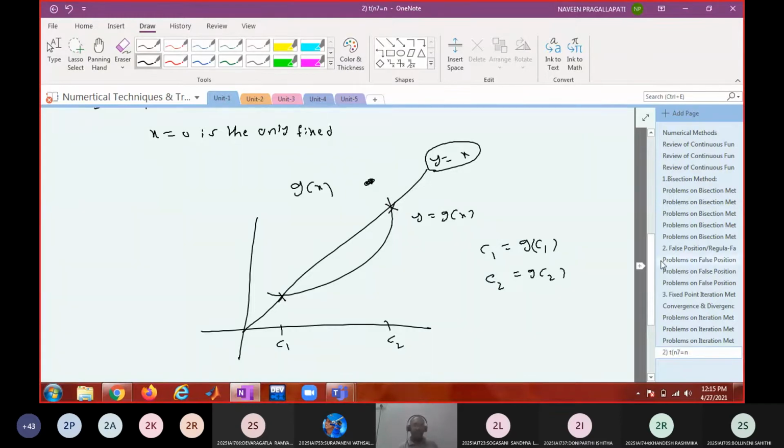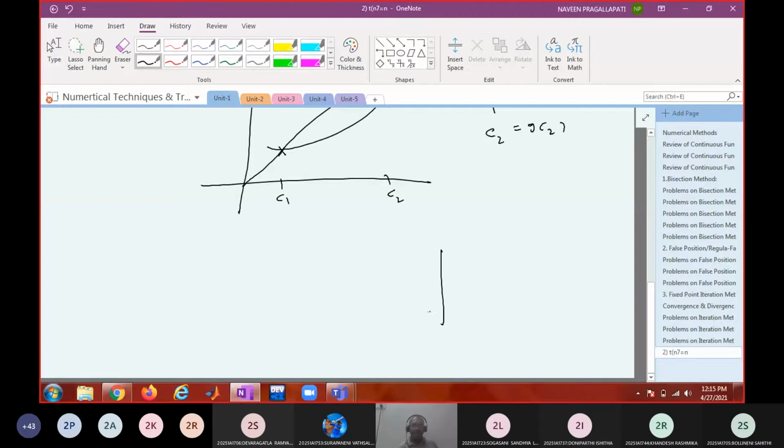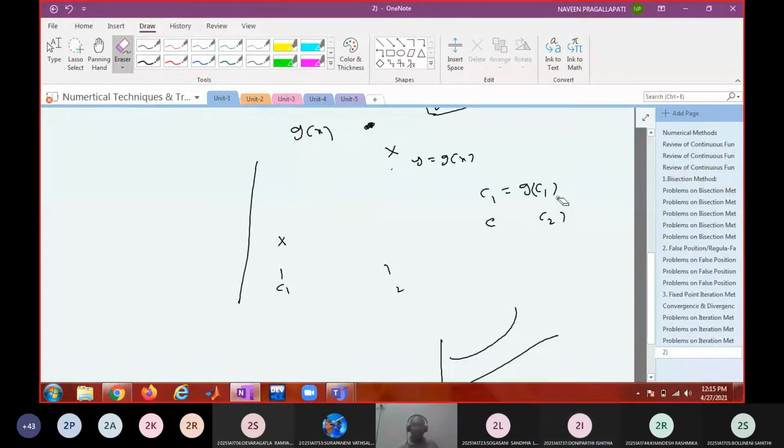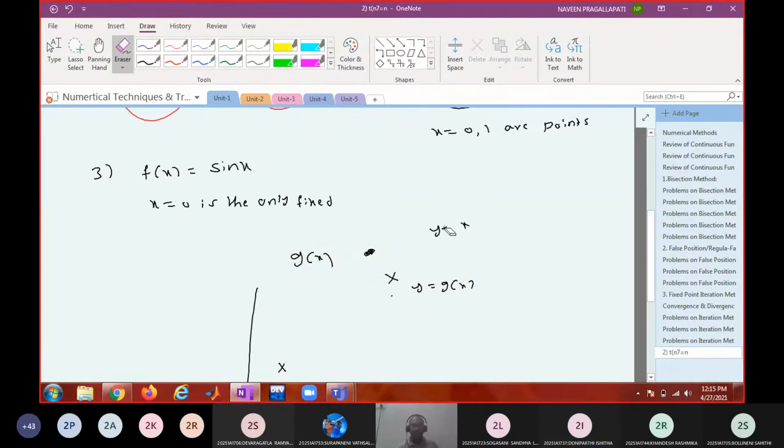If they are not intersecting, the curve is like this. If the line is like this and the curve is something like this, that means there may not be any fixed point. There is no fixed point. Is it clear? Yes, sir. Right. So now the point is, how do we find out a fixed point?